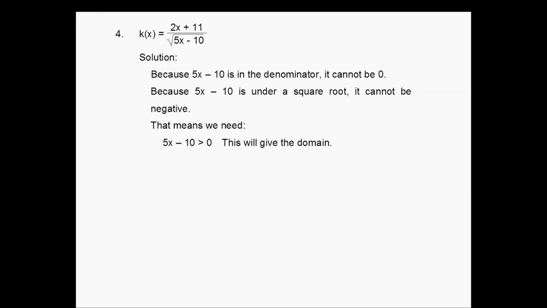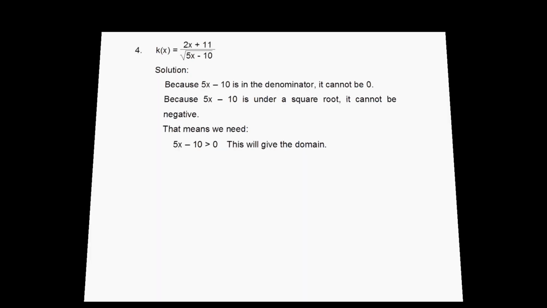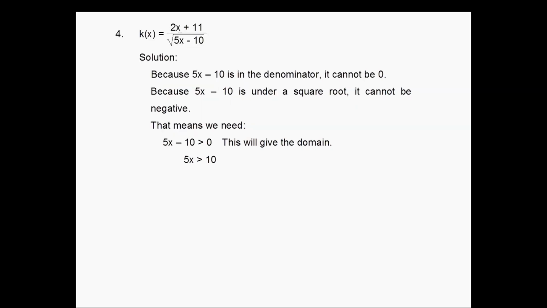So we're going to solve 5x minus 10 greater than 0. That will give you the domain. Okay, with the even roots, you're actually finding the domain. So to solve the inequality, add 10 to both sides. 5x greater than 10. And then divide by 5. Okay, we're dividing by a positive number. We don't change the direction of the inequality. So x greater than 2. Or if you like the interval, open interval from 2 to infinity.